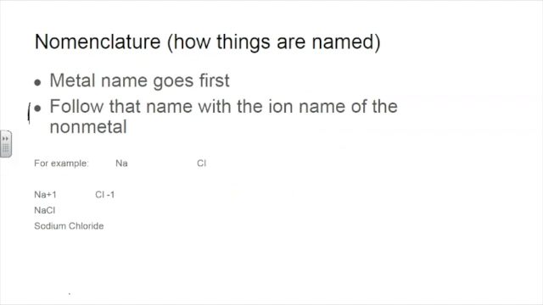So how you name compounds. The metal name goes first, followed by the ion name of the nonmetal. So for example, if you have NaCl, in order to first figure out what your compound is going to be, you find the charge of Na, which is +1, find the charge of Cl, which is -1, crisscross that, and you get NaCl. And then Na, we know, is sodium, so you would just write sodium down for Na. Cl is chlorine. Now, we know things with a negative charge, the ion name ends in IDE. So instead of chlorine, it would be chloride. So the name of that compound would be sodium chloride.